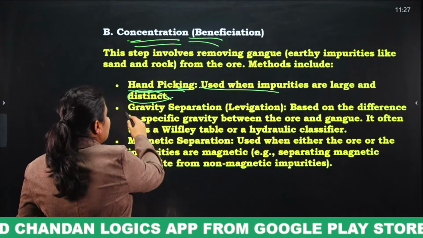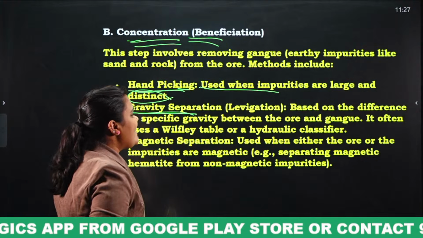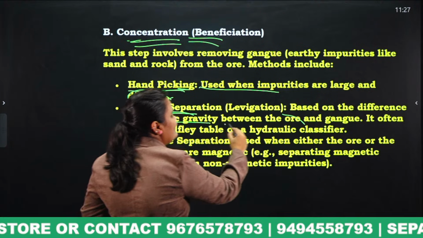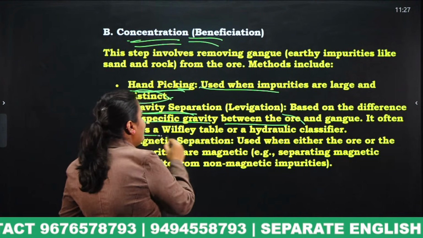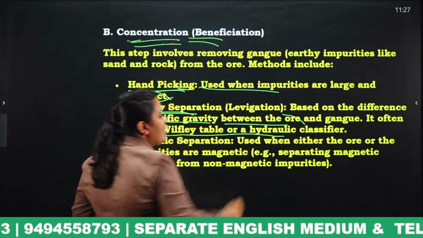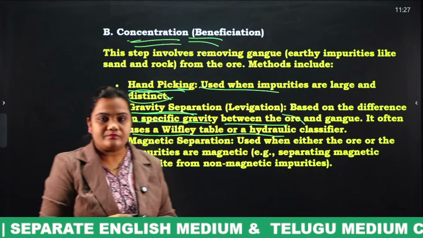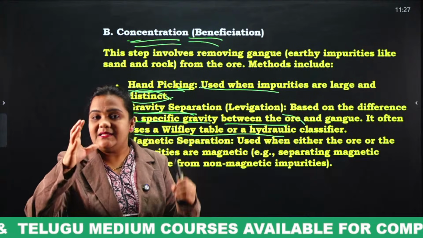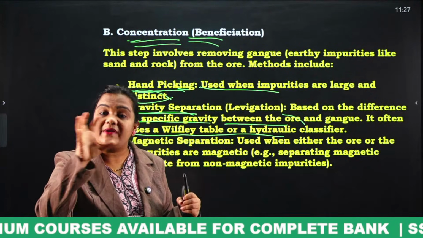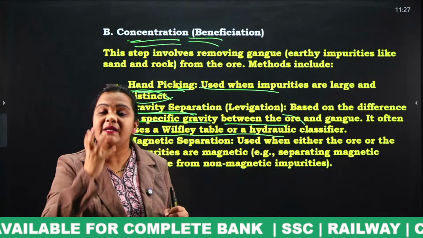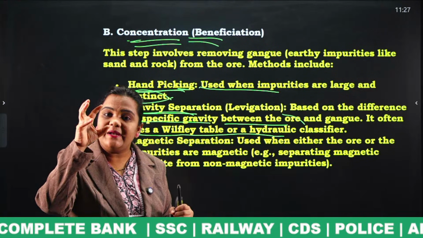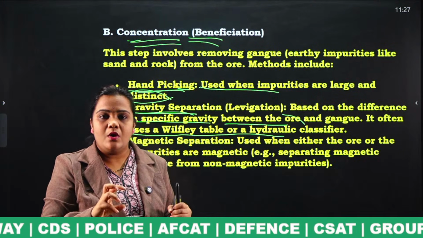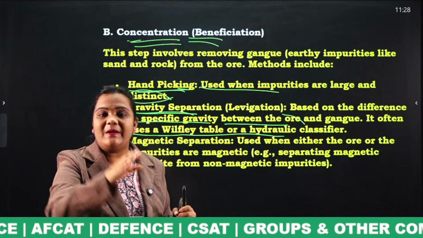And the next method is gravity separation. Gravity separation is based on the difference in specific gravity between the ore and the gangue. It often uses a Wilfley table or a hydraulic classifier. So what do you mean by this method? There is a combination of gangue plus ore in a vessel. Gangue is nothing but impurities, sand plus rocks. They consist of gangue plus ores.